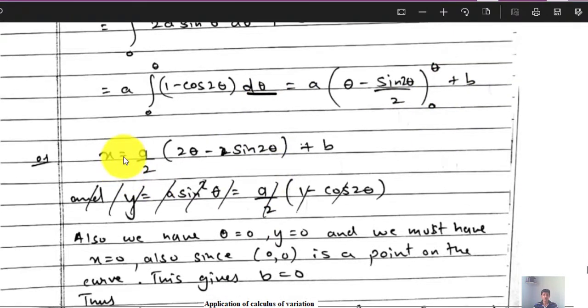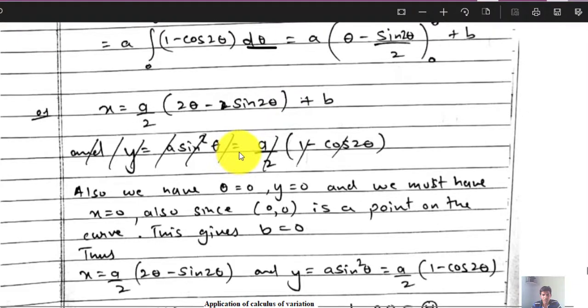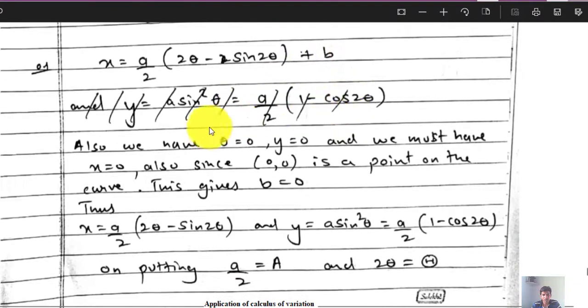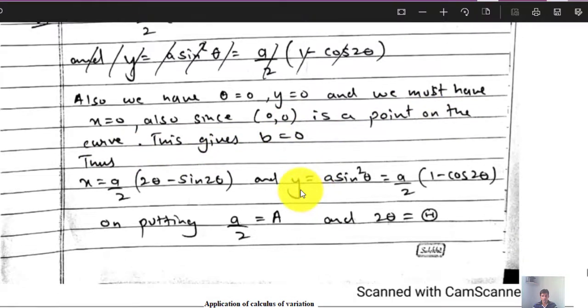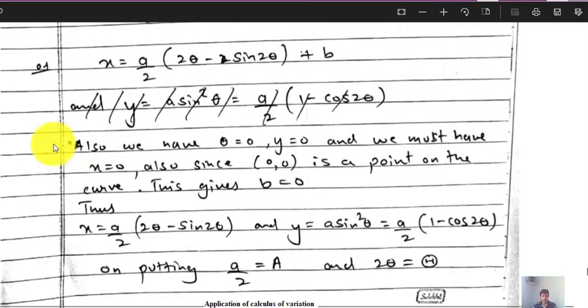Now x is equal to a by 2 inside the bracket 2 theta minus sine 2 theta, right? And therefore plus b. Also we have theta equal to 0 and y equal to 0, and we must have x equal to 0. Since 0 comma 0 is a point on the curve, this gives b equal to 0. Okay, so this part please be careful.